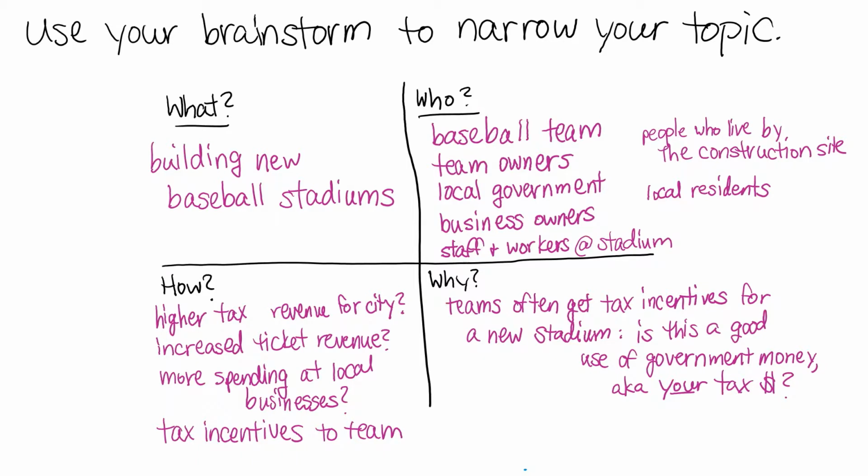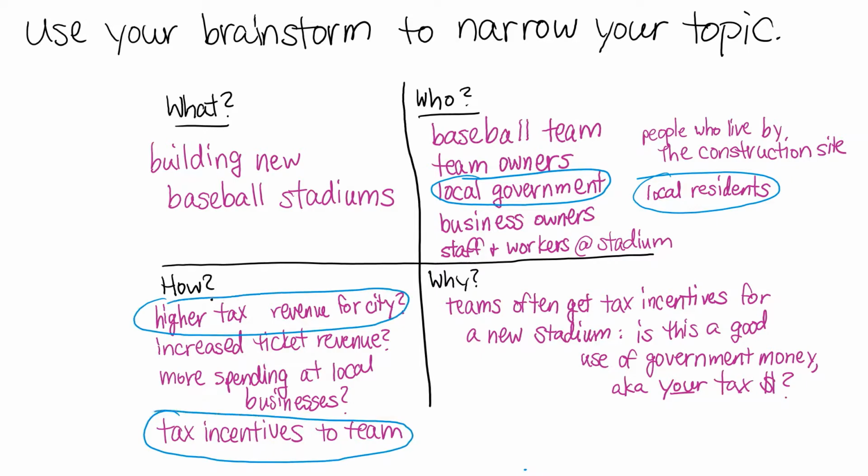Now I'm going to use my brainstorm to narrow the topic and pull out pieces that I can use to build my research question. The main topic is the same, building new baseball stadiums. I want to focus on the local government and local residents as who's involved, and the economic impact I want to investigate involves tax revenue and tax incentives because I'm interested in the question of use of tax dollars.